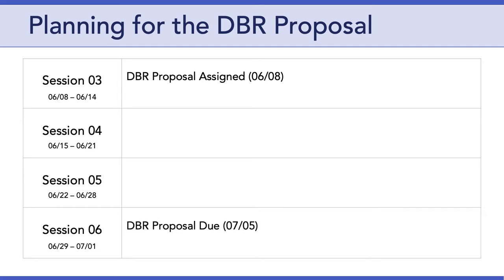Now, take a look at session 6. The last day of Summer 1 instruction is Friday, July 1st. However, because that is such a short week, I'm giving you an extra weekend to work so that you can hand in your DBR proposal on Tuesday, July 5th, if you want. I will begin reviewing and grading your work starting the morning of Tuesday, July 5th.